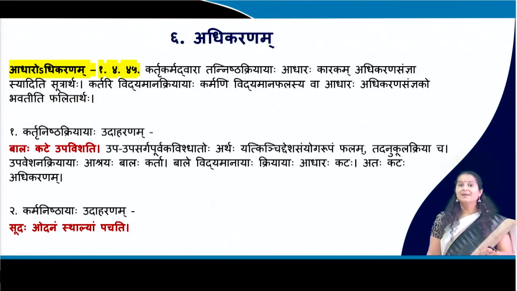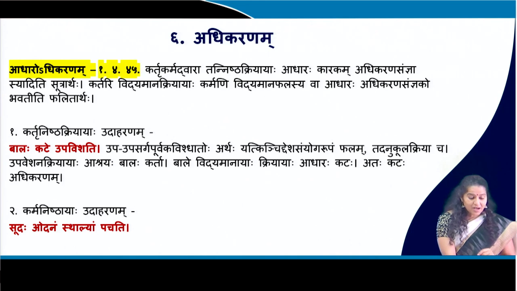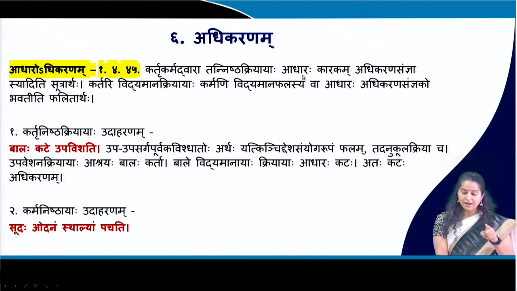Moving on, the adhikaranam, which is the locative. I have written the sixth, but actually it is the locative, corresponding to the Saptami Vibhakti and the seventh case. Alright, so here he says Adharodhikaranam, and this is the first chapter, the fourth pada and the 45th sutra. What does he say? He says, Kartri karma dwara tannishta kriyayaha adharaha karakam adhikarana sanyasyaditi sutrarthaha. Kartri karma dwara, so the relationship between the karta and the karma. Tannishta kriyayaha adhara: the substratum of the action that they are performing, that karakam, will get the adhikarana sanjna.